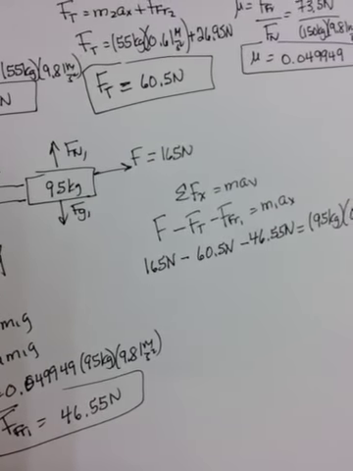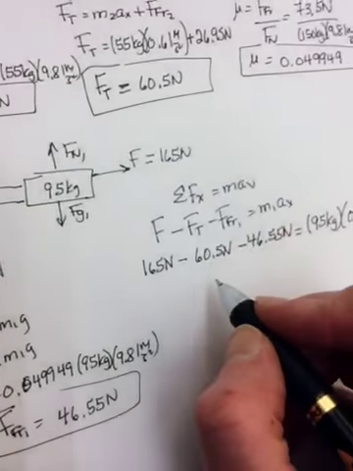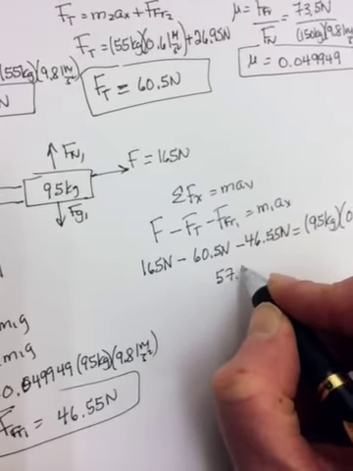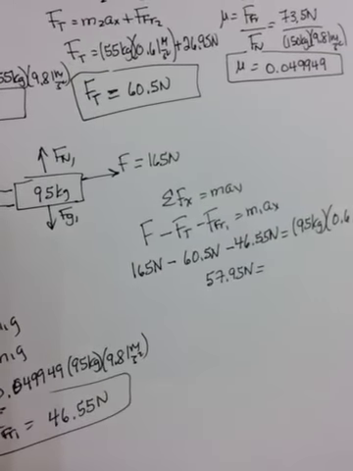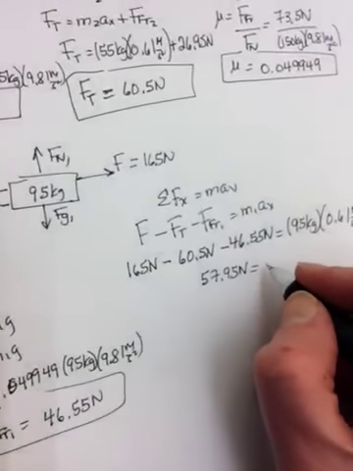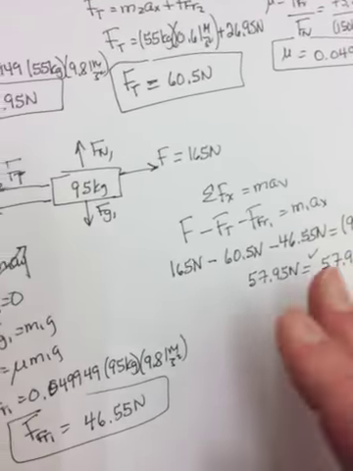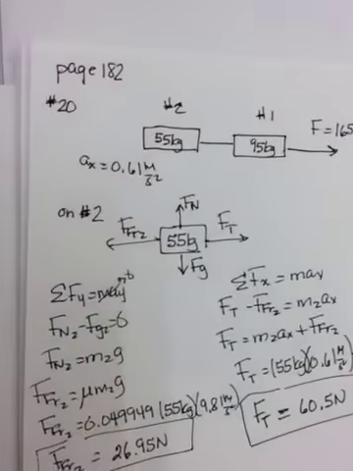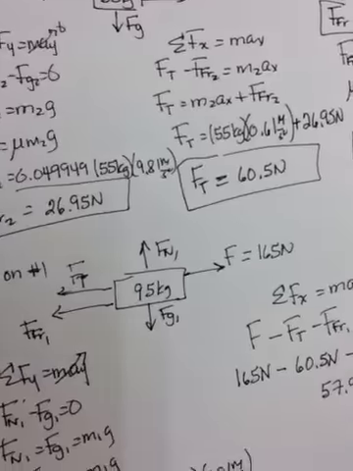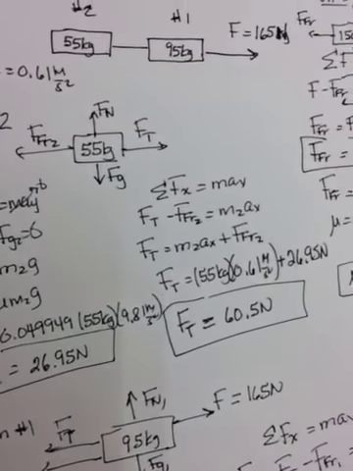Okay, so 165 and then minus 60.5. I think you get on this side 57.95 newtons. And now when we go to the other side, 95 times 0.61, lo and behold, you get 57.95 newtons. We did not screw up. It works. Okay, so there's number 20. Not really anything new, just a few more steps in it. Okay, but you can do sum of the forces in the y and sum of the forces in the x. I know you can.